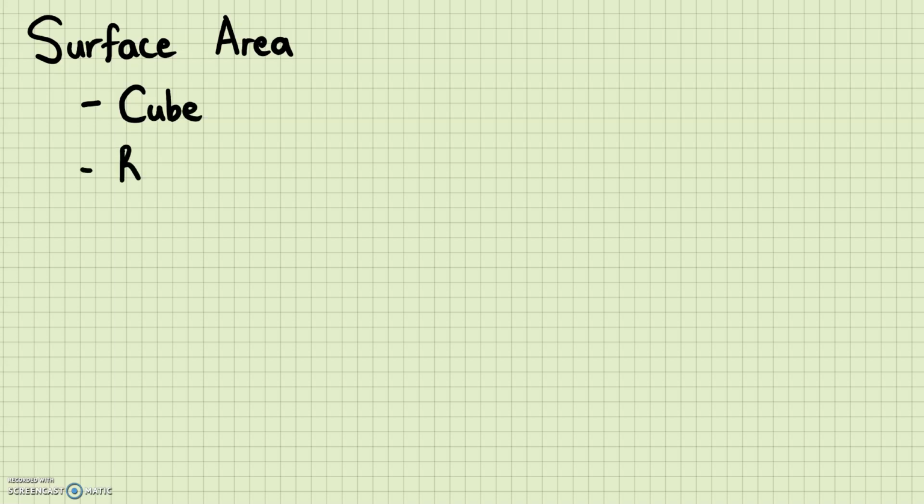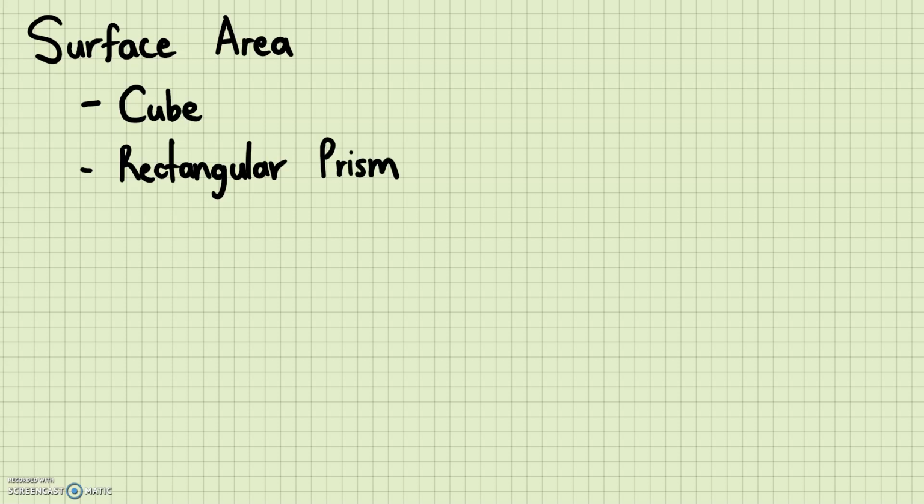Today we will be learning how to find the surface area, and we'll be focusing on two solids, which are the cube and the rectangular prism. Now, what do we mean by the surface area?